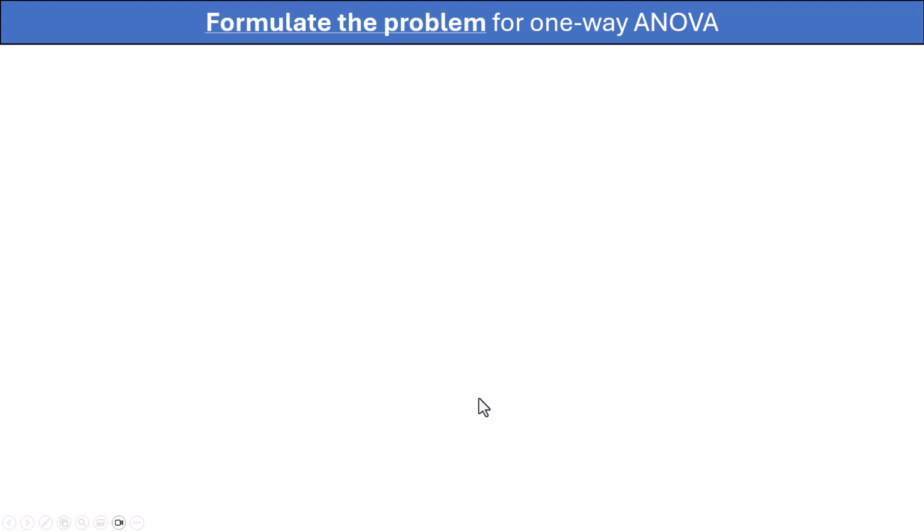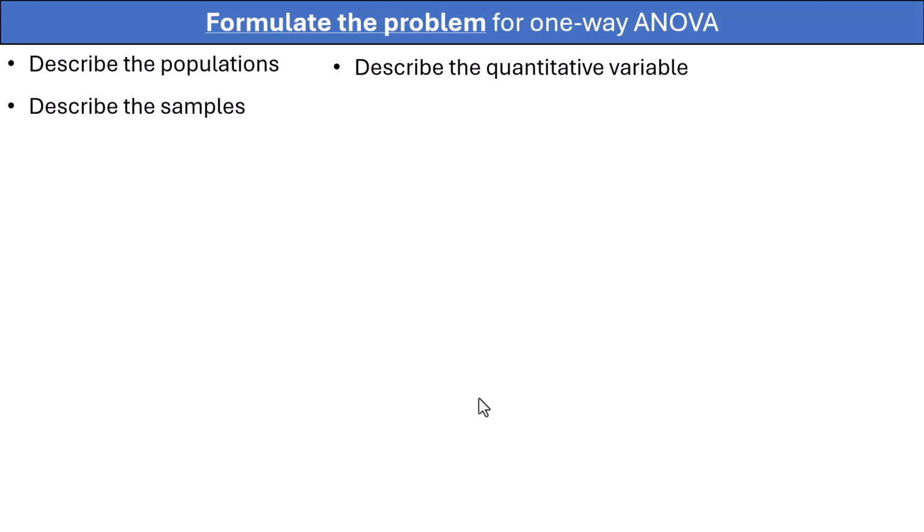Okay, just like with all hypothesis tests, we're going to be following the Fred technique, and F of Fred stands for formulate the problem. So we're going to be describing all the populations that you have, the 3, the 4, the 5, however many populations you're comparing. Got to describe them all. Describe each of the samples. Describe the quantitative variable that you're going to be collecting from all those populations. Describe each of the population means, however many that you have. And finally, set up your null and alternative hypotheses.